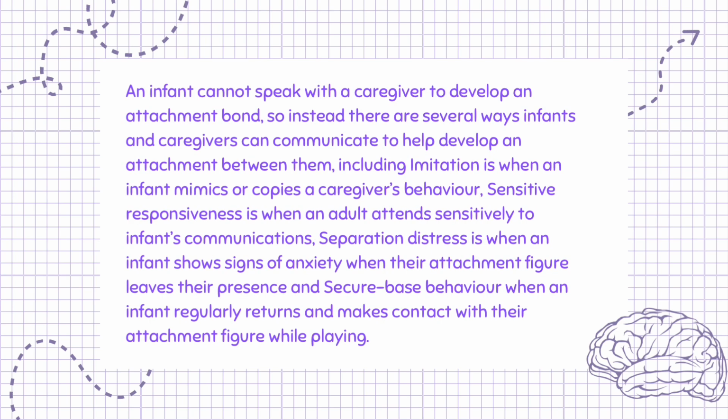An infant cannot speak with a caregiver to develop an attachment bond, so instead there are several ways infants and caregivers can communicate to help develop an attachment between them, including imitation, which is when an infant mimics or copies a caregiver's behavior. Sensitive responsiveness is when an adult attends sensitively to an infant's communications. Separation distress is when an infant shows signs of anxiety when their attachment figure leaves their presence, and secure-base behavior is when an infant regularly returns and makes contact with their attachment figure while playing.